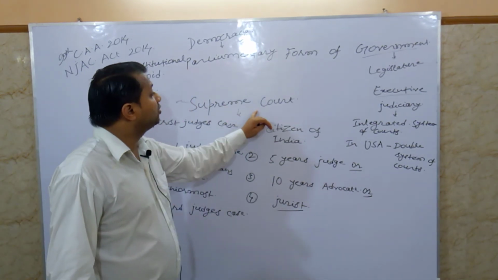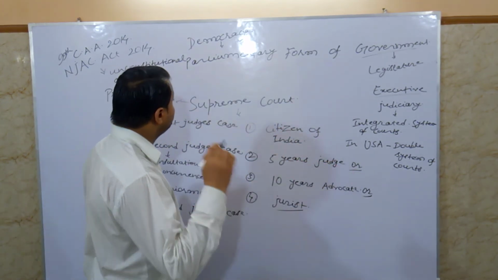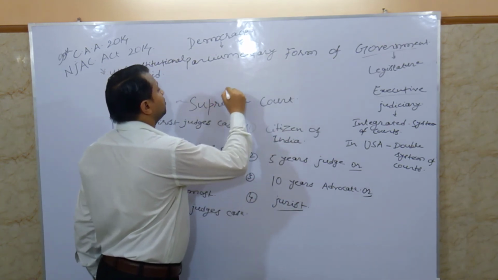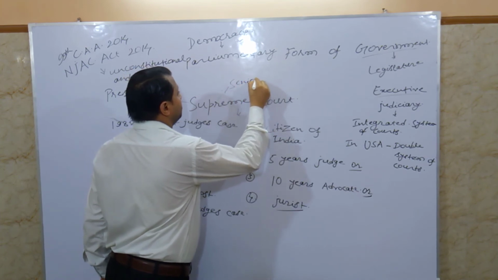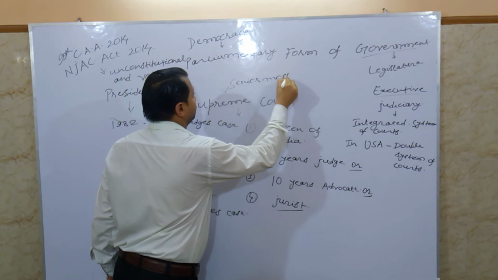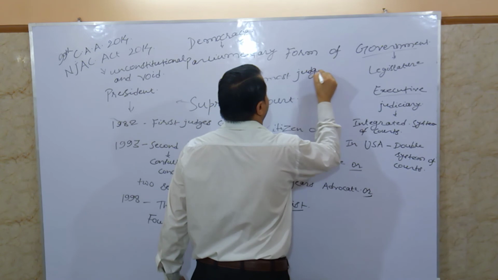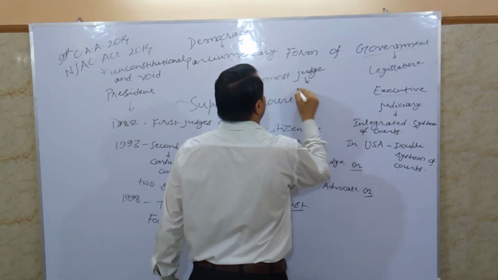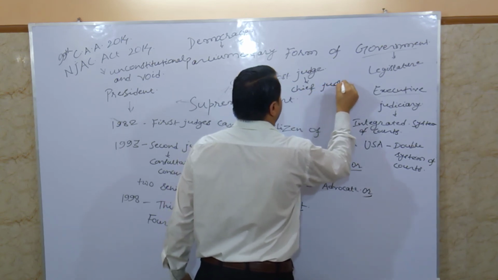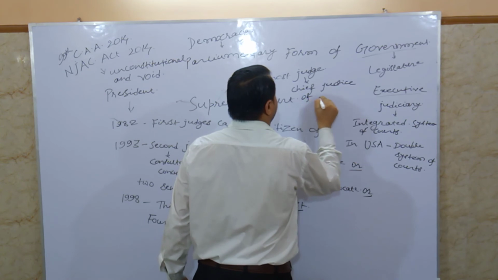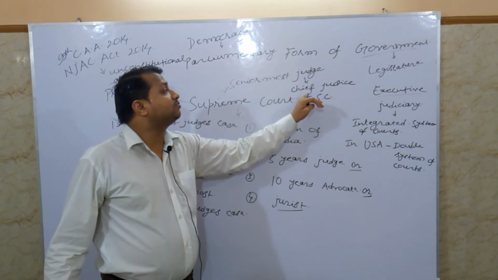The Chief Justice of the Supreme Court is appointed as the senior most judge. The senior most judge is appointed as the Chief Justice of the Supreme Court.